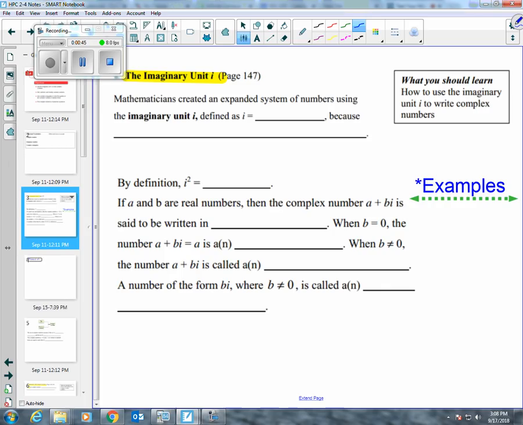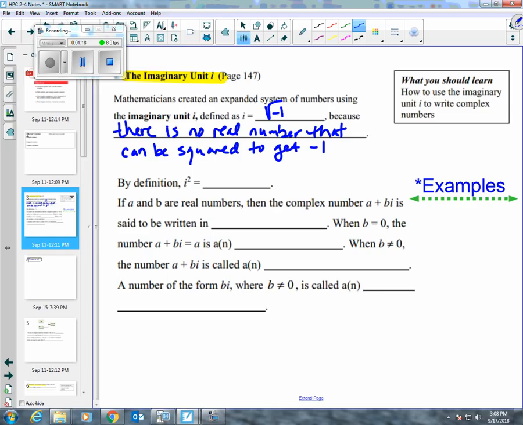So i is defined to be, and maybe you remember, the square root of -1. So it's taking care of all of these negative values. There's no real number that can be squared that's going to equal -1. So that's why we call that the imaginary unit. So there is no real number that can be squared to get -1. So that's physically impossible. There's no way that that can happen.